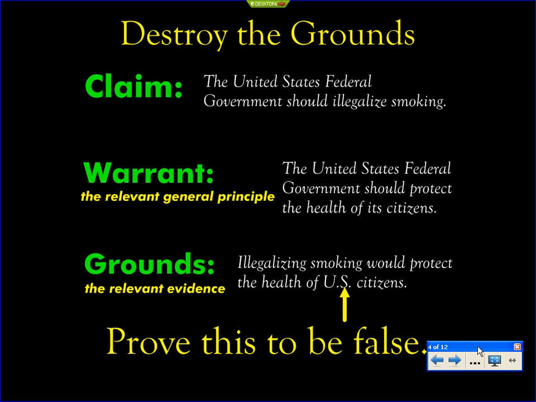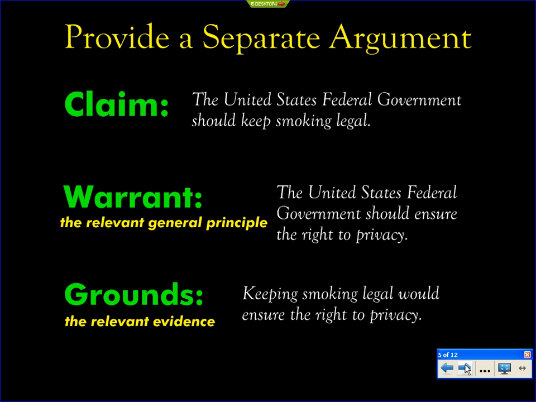My second counter-argument strategy is to provide a counter Toulmin model, something that they haven't really paid attention to here. This is a health argument. It's all about health. What about rights? So here's my separate argument. Notice that the claim has changed. The United States federal government should keep smoking legal. So now I am providing my own counter-argument to bring up an issue that the original author hadn't paid attention to, and that new information is the right to privacy. Now I've got a warrant battle on my hands. What's more important, health or privacy?